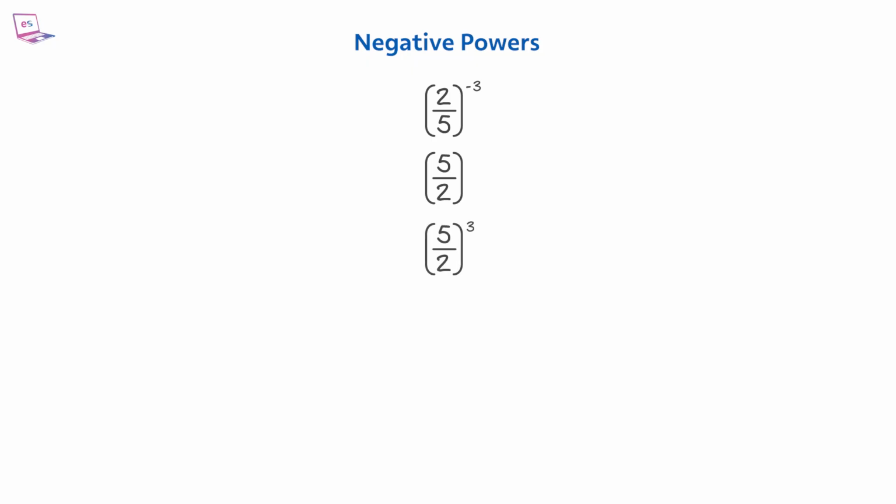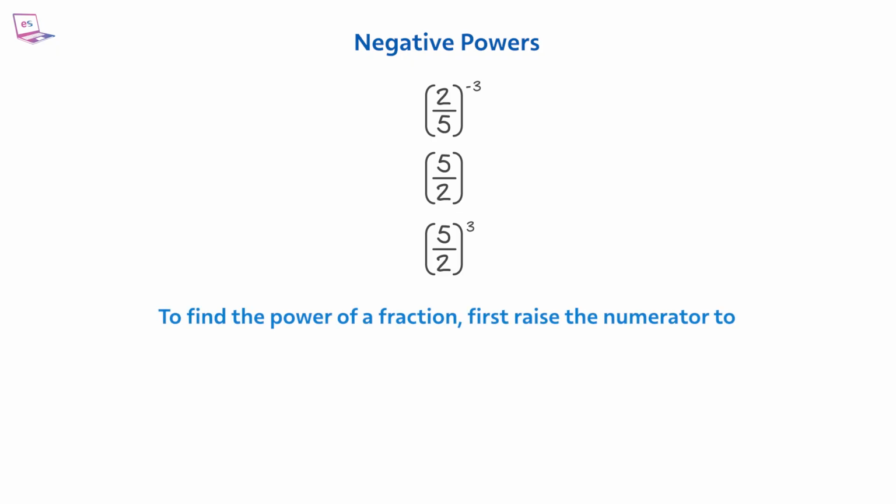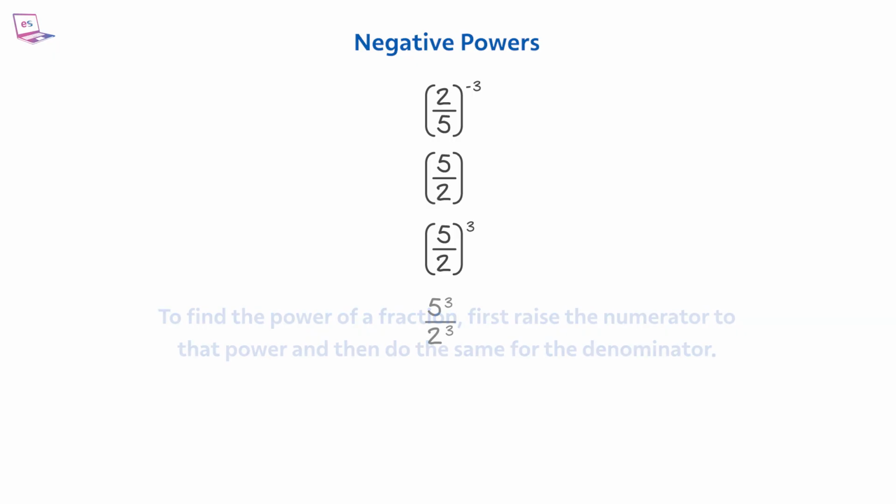5/2, or to the power of 3. Since the power applies to the whole bracket, you need to apply the power to both the denominator and numerator separately. Now, this is similar to raising the power of a fraction, which we explained in the earlier video. To find the power of a fraction, first raise the numerator to that power and then do the same for the denominator. 5 cubed divided by 2 cubed.